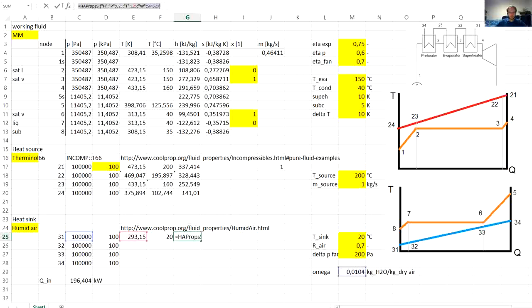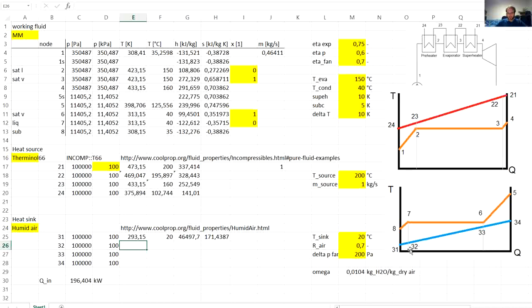And similarly, we could also get the entropy. If we would be interested in that, just change the syntax to S. This was the first point. What else can we do with this heat exchanger?